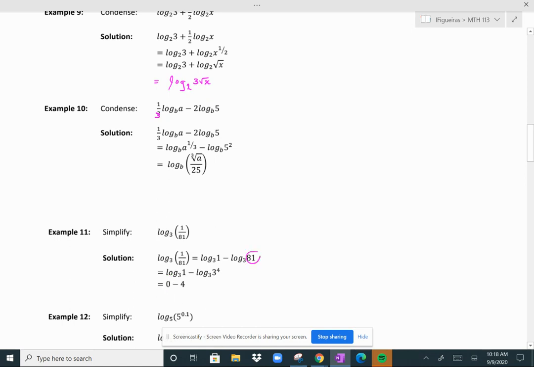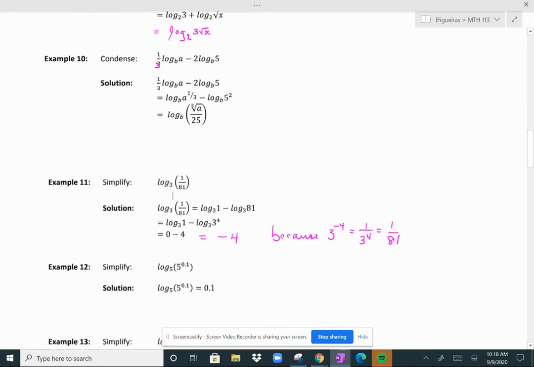And 81 can get rewritten with a base of 3. So this is 3 to the 4th. So again, using that other rule, this is just equal to 4, with the minus sign, so your answer is just -4. And again, just thinking it through in terms of exponentials, that's because 3 to the -4 power equals 1 over 3 to the 4th, which is 1 over 81, which is what we were taking the log of.